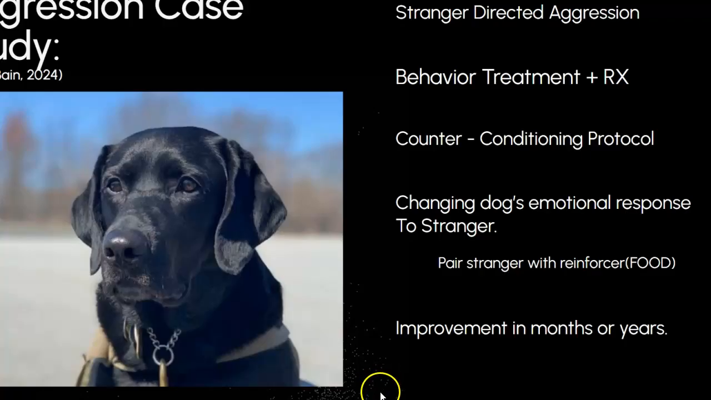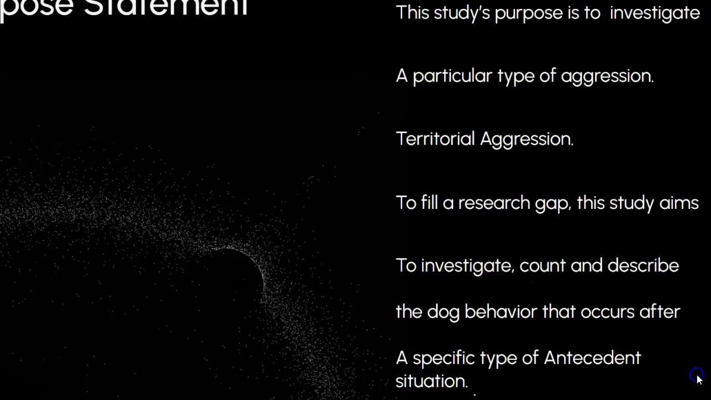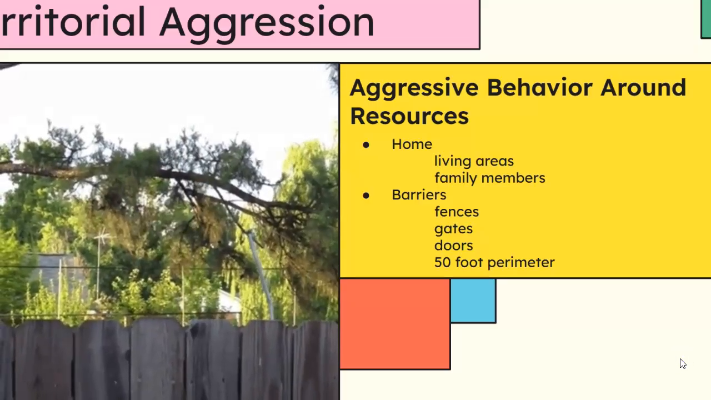I was going over some of the literature, and there are quite a few case studies. As I said, there is a literature gap: many of the studies talk about aggression, but they do not talk about the antecedents, what causes aggression. Most don't go into any study of it, and they certainly don't take a good look at territorial aggression.